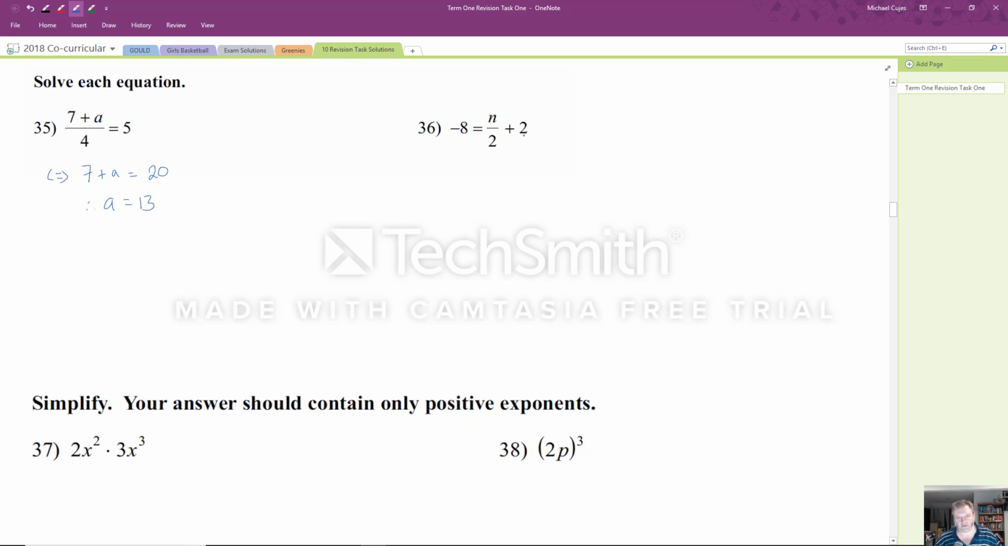This one here, similar sort of thing. Let's subtract the 2 first. So that's going to be negative 10 equals n divided by 2. Opposite of dividing by 2 is to multiply by 2. Negative 20 is equal to n. And we're done. I might pause there.